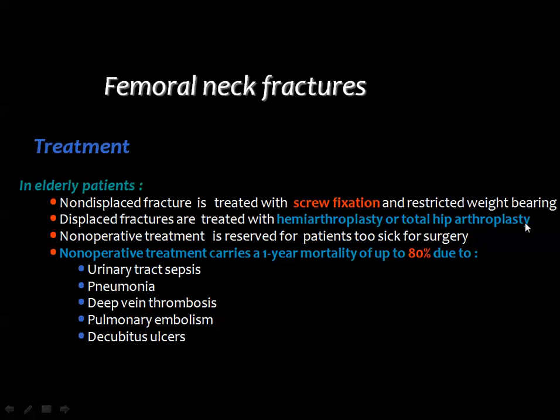or total hip replacement. Non-operative treatment is reserved for patients who have some risks for surgery, and the non-operative treatment carries a 1-year mortality of up to 80% of the patients due to urinary tract sepsis, pneumonia, deep vein thrombosis, pulmonary embolism, and bed sores or decubitus ulcers.